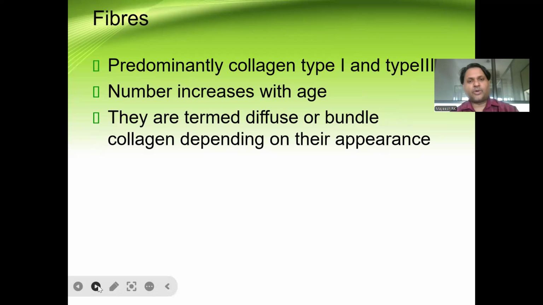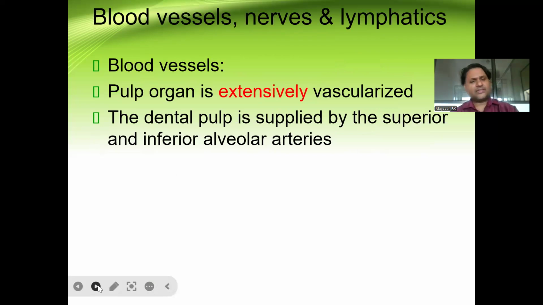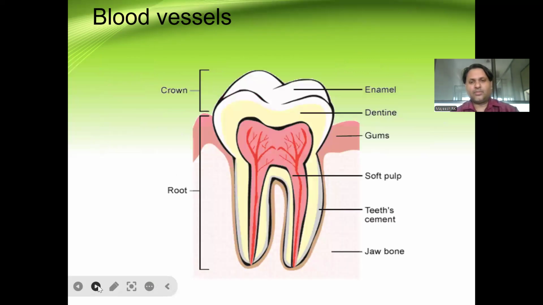Fibers, as we discussed before, the predominance is collagen fibers, mainly type 1 and type 3. And you're going to have diffuse bundles. Depending on the appearance, they are either diffuse or in bundles. Blood vessels: the pulp is extensively vascularized. It is basically supplied by the superior and inferior alveolar arteries. So here you can see the nourished pulp, which is giving life to the tooth. It's richly vascularized.